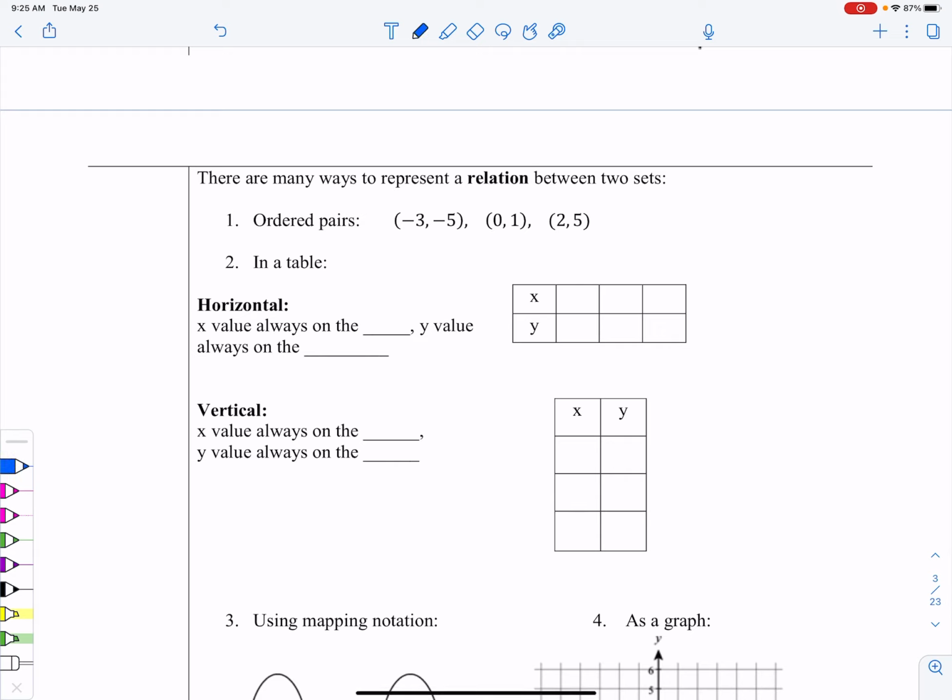We can put them in a table where we always put the X values on top and the Y values on the bottom. So here our X values, remember, are the very first numbers here. So negative 3, 0, and 2. And our Y values are our second number, negative 5, 1, and 5.